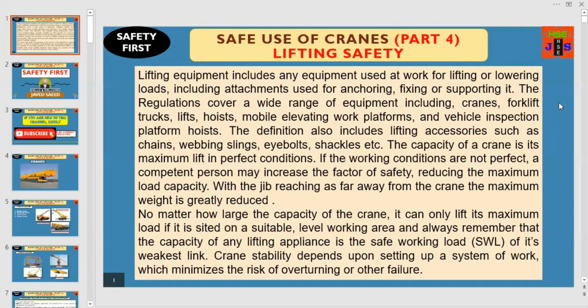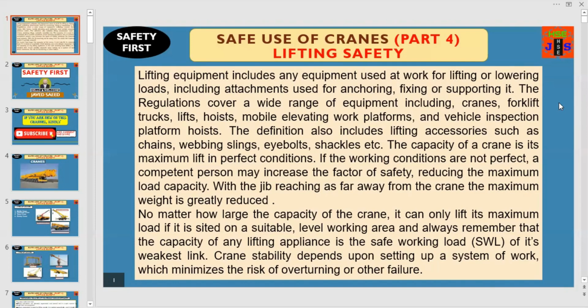The capacity of a crane is its maximum lift in perfect conditions. If the working conditions are not perfect, a competent person may increase the factor of safety, reducing the maximum load capacity. With the jib reaching as far away from the crane, the maximum weight is greatly reduced. No matter how large the capacity of the crane, it can only lift its maximum load if it is sited on a suitable, level working area.